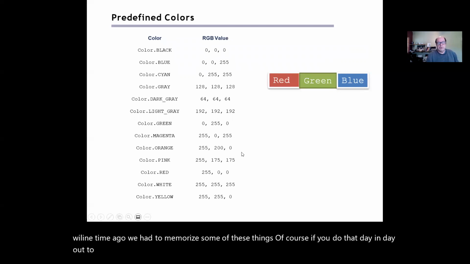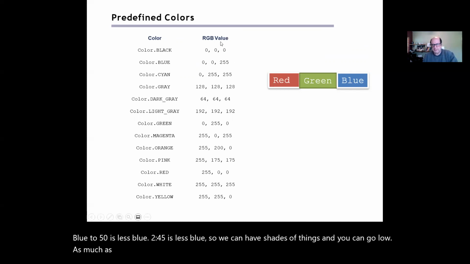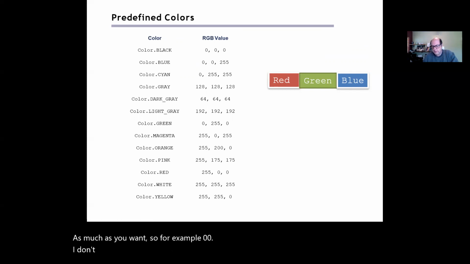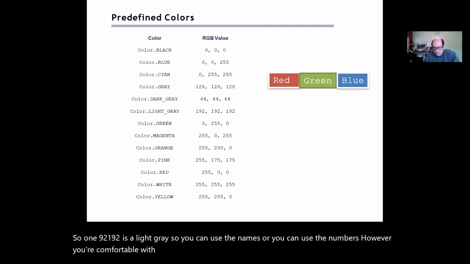And the good thing about the numbers is you can have shades of things. So 255 is the maximum blue, 250 is less blue, 245 is less blue. So we can have shades of things, and you can go low, as much as you want. So for example, 0, 0, I don't know, 50 is going to give you a very light blue. So 192 is a light gray. So you can use the names or you can use the numbers, however you're comfortable with. Again, you don't have to memorize it, just put it somewhere that you can reference it.